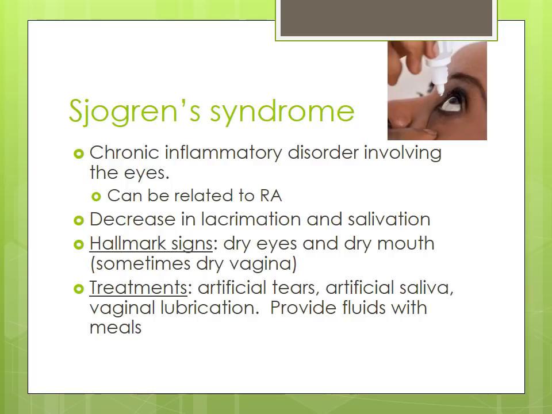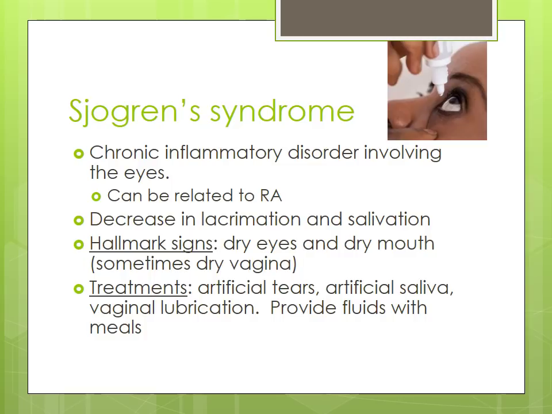In Sjogren's syndrome, what we see is this triad of symptoms. So we see dry eyes, we see a dry mouth, or a decrease in salivation, and a dry vagina as well. It's caused by an obstruction of the secretory ducts and glands in the body.